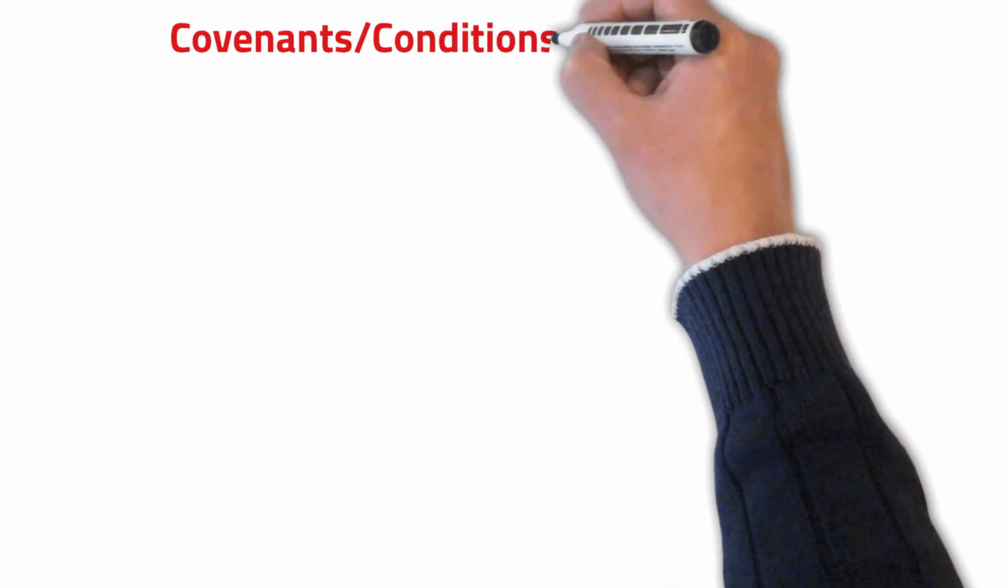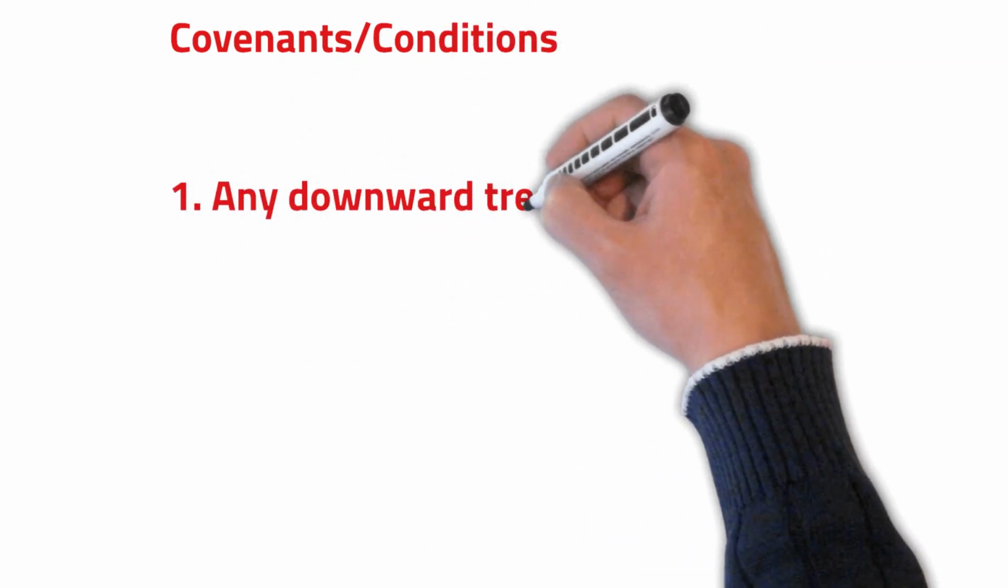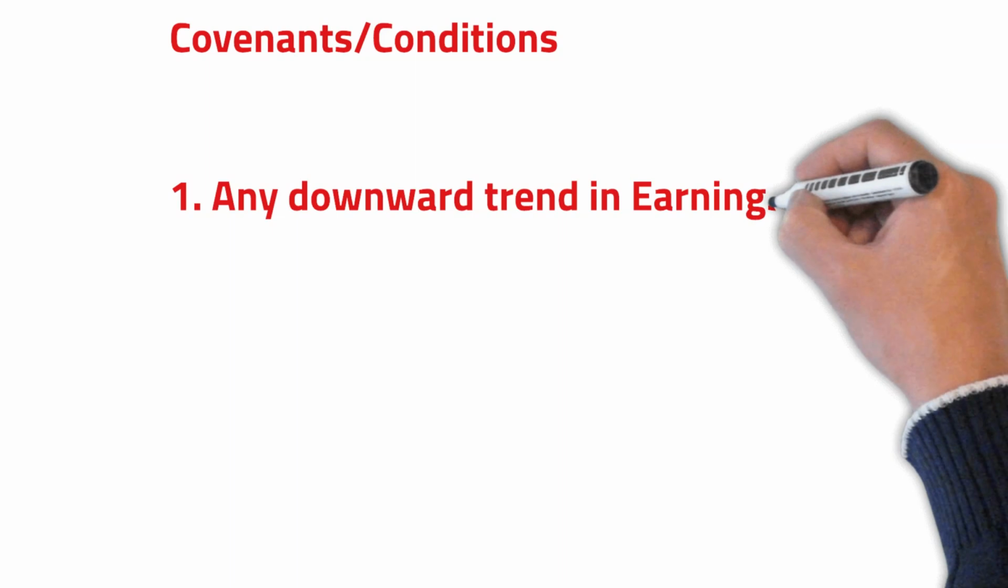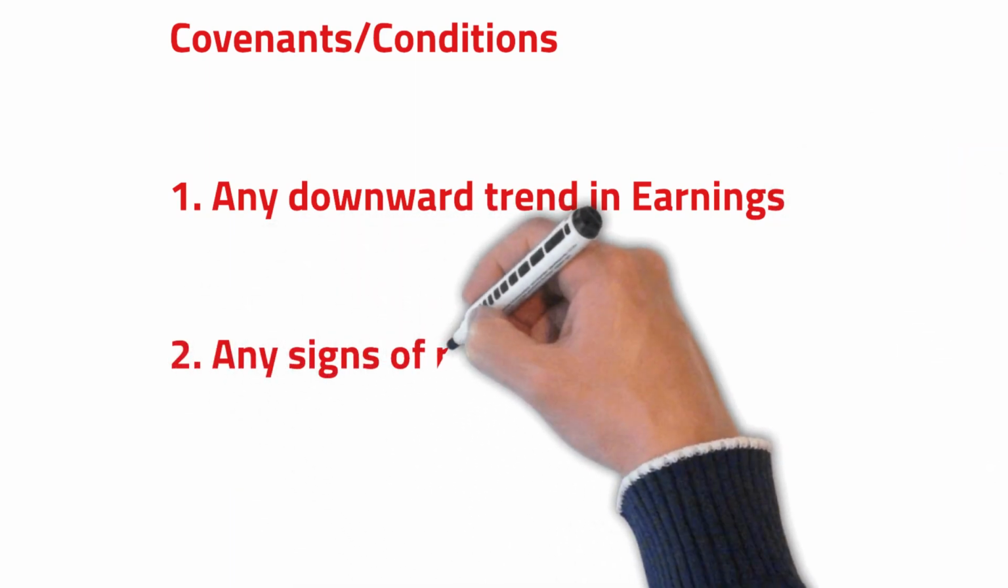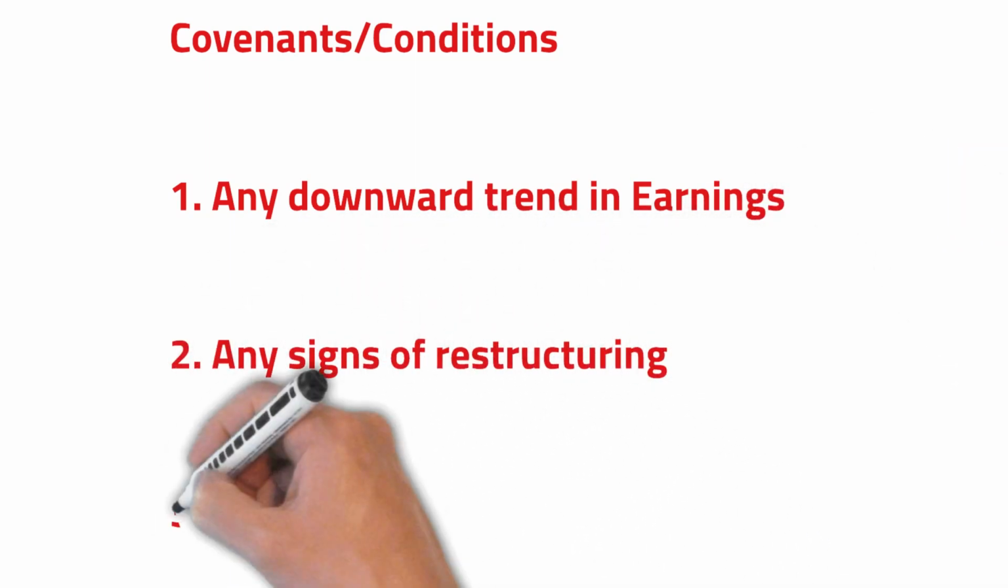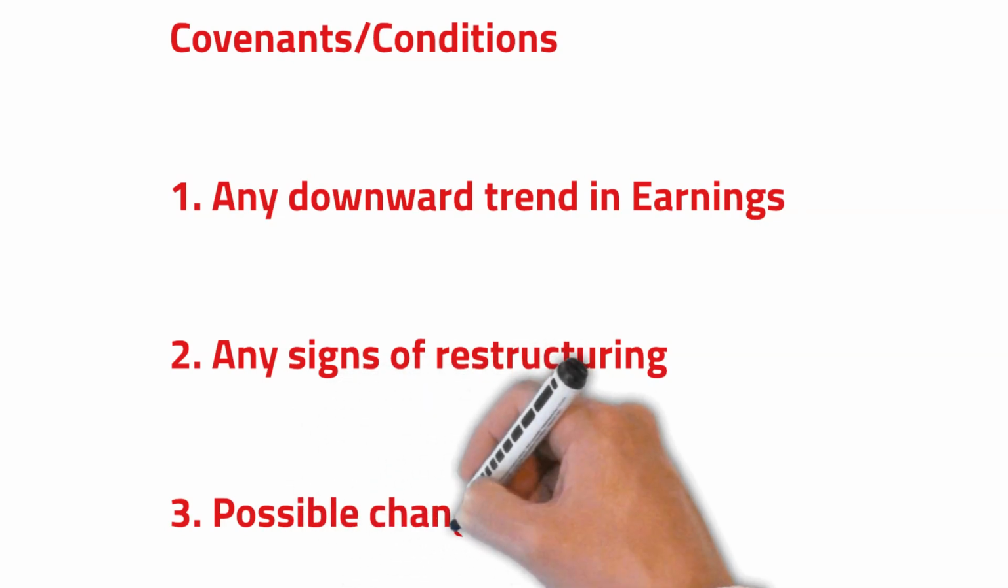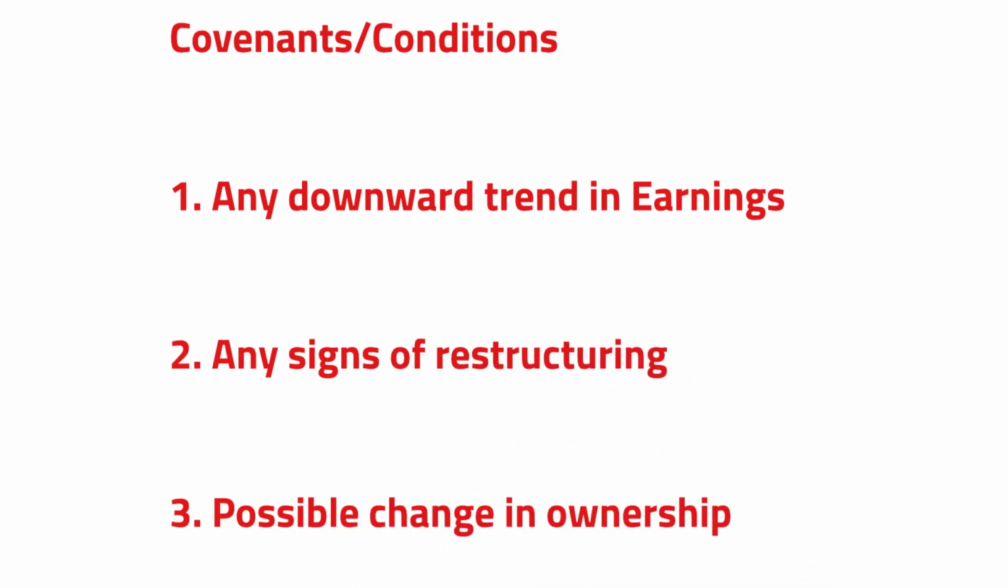Finally, covenants or conditions. This is where the bank looks at any downward trend in earnings, whether there are any signs of restructuring, or any possible change in ownership.